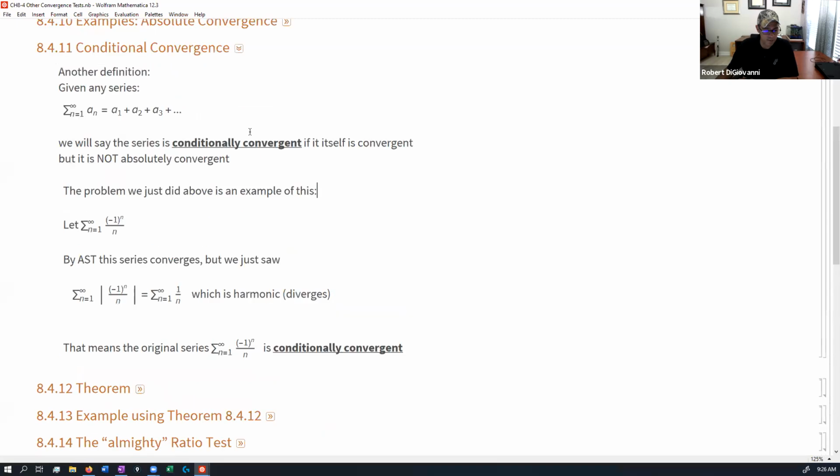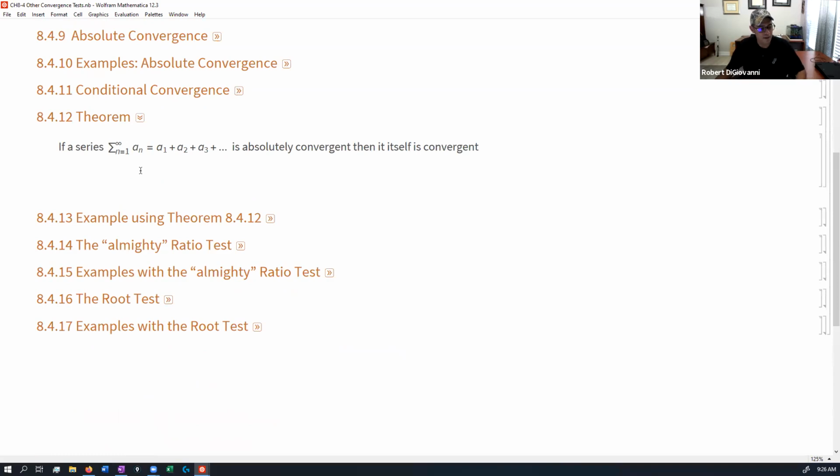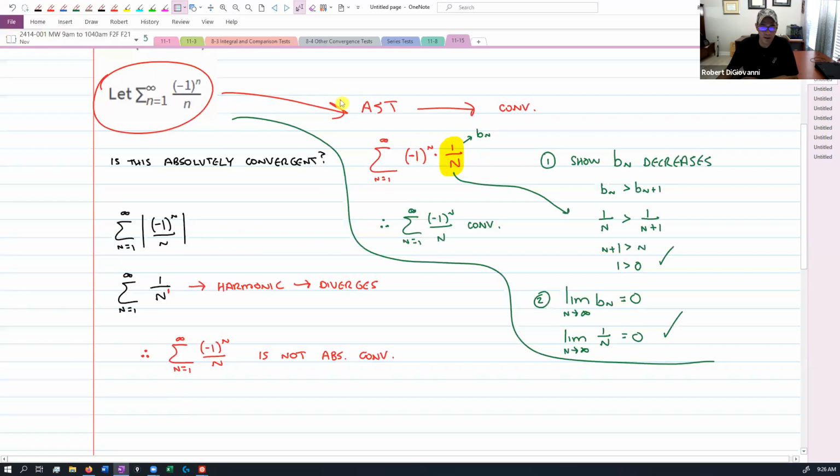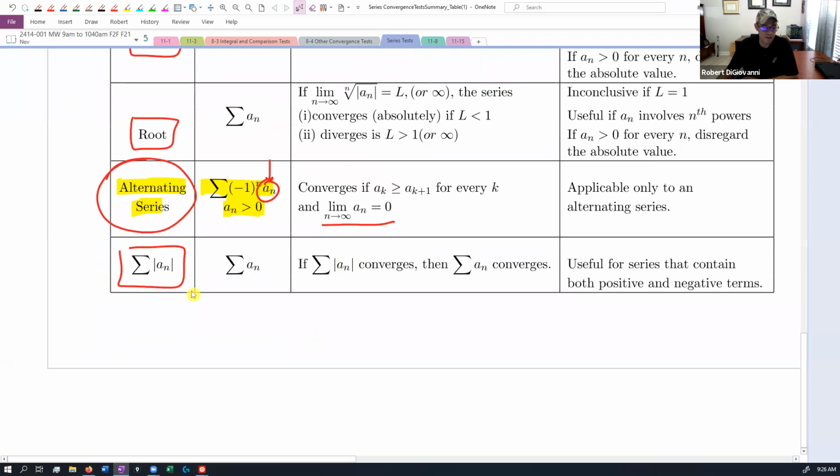So now we get to a theorem, and this theorem is pretty simple. It says if a series, give me any series, is absolutely convergent, which means that if you take the absolute value and it converges, then it itself is convergent. Now, there's a much cleaner way to look at this. Go to your series test and go to the very last one. It says, look, if you take the sum of the absolute values and that converges, then the original series converges.